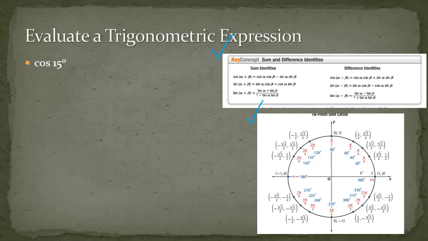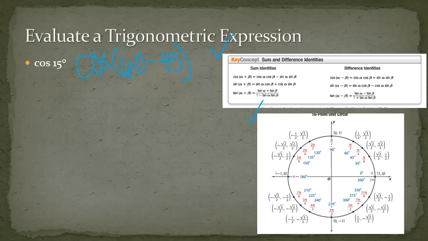Well, if we look at our unit circle, we don't have anything that says 15 degrees. We've got 60, we've got 45, we've got 30 going around the unit circle. But when we're evaluating a trigonometric expression, we can say that the cosine of 15 degrees is the same as the cosine of 60 degrees less 45 degrees. Now, 60 degrees less 45 degrees will give us 15 degrees.